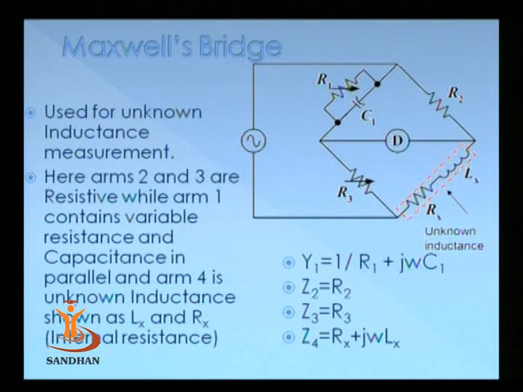As the first arm contains R1 and C1 in parallel, we go for the admittance instead of impedance, that is Y1 equal to 1 upon R1 plus j omega C1. Z2, the impedance of arm 2, is R2, the impedance of arm 3 is R3, and the impedance of arm 4 is equal to Rx plus j omega Lx.